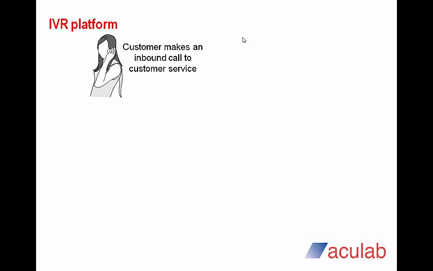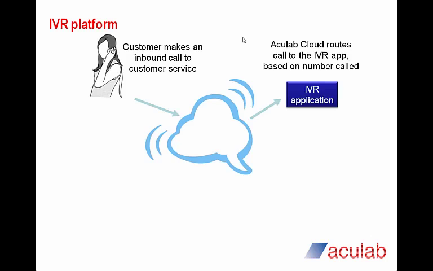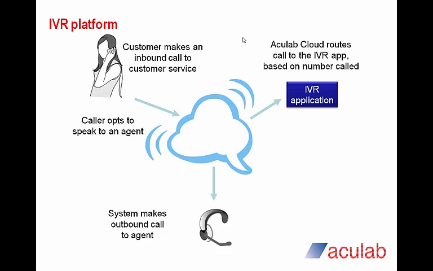Another deployment scenario would be an inbound example, such as an IVR platform. So here the customer makes an inbound call to customer service. Acolab Cloud picks this up and routes the call to the IVR application based on the number that's been dialed. Perhaps in this situation, the caller opts to speak to an agent. So the system, Acolab Cloud, will make an outbound call to the available agent. And then the agent and the caller would be connected together.